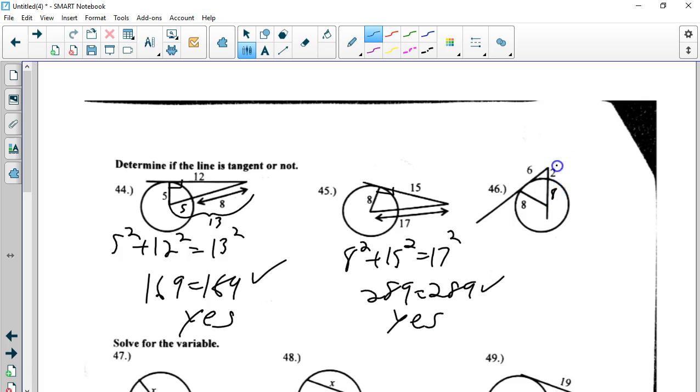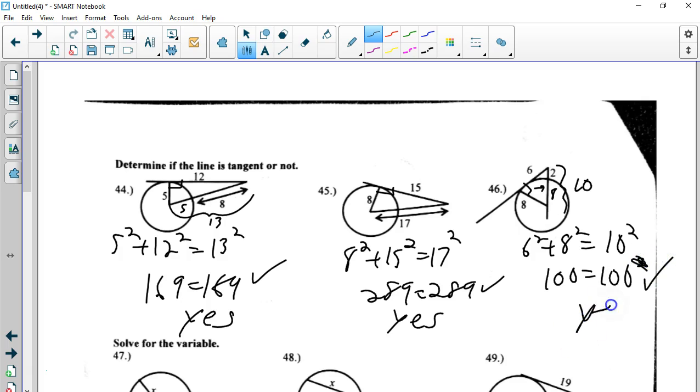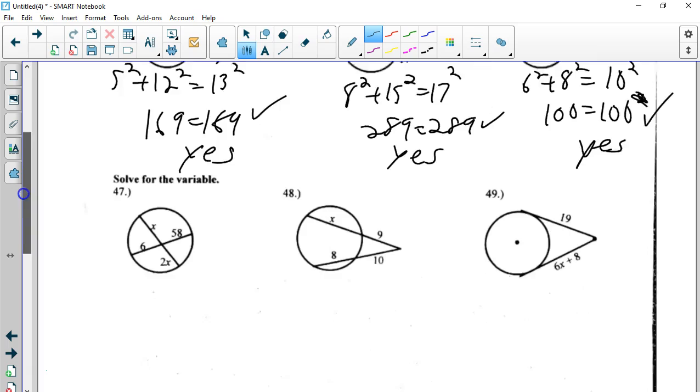This is 8, which makes this 10. This is going to be my right angle, so that's going to be my hypotenuse. So 6 squared plus 8 squared should be equal to 10 squared if it is a tangent. Well, 36 plus 64, 100 equals 100. And you might be second guessing yourself, thinking they can't all be yes, but they were. Change any one of those numbers in any of those problems, and it would have been no.